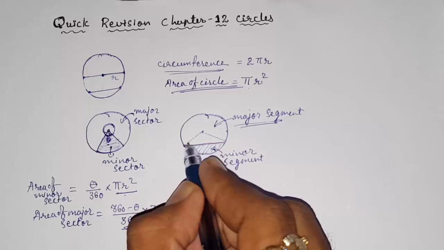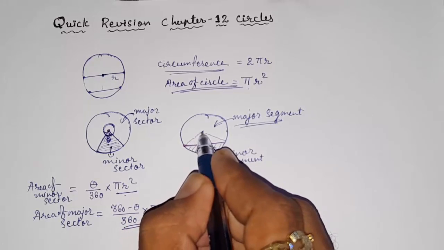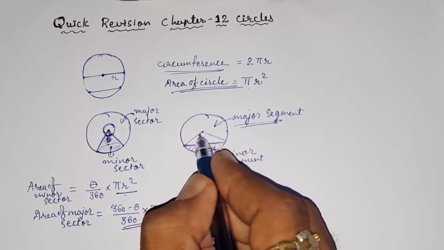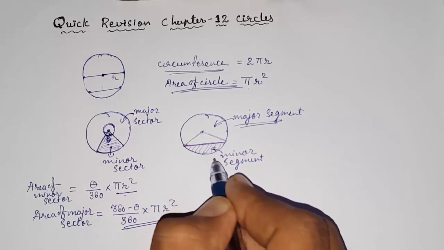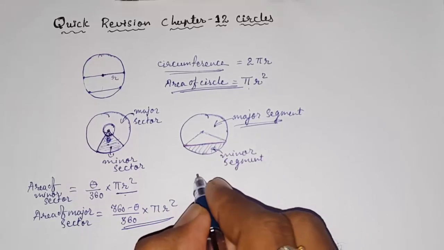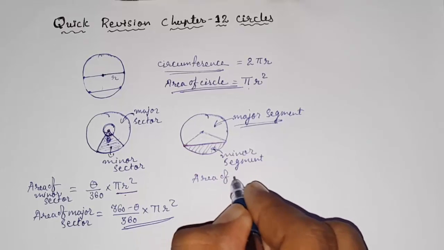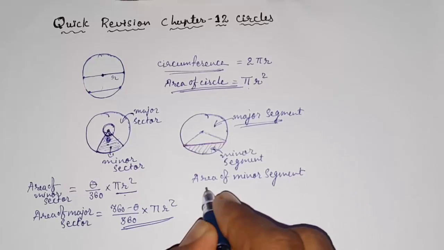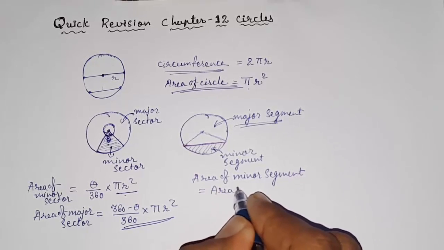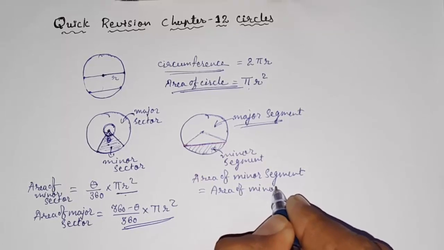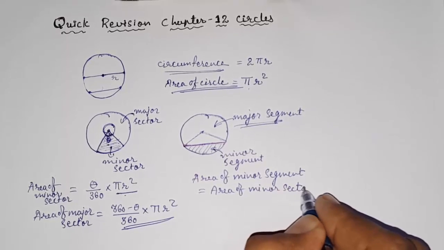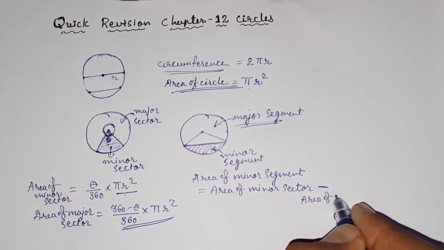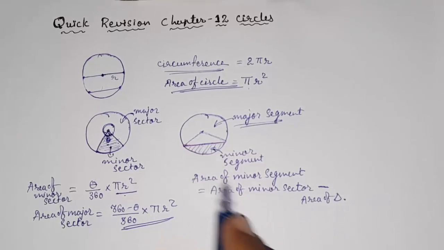First we have to find the area of this whole sector. Then you have to subtract the area of this triangle. If you find the area of the sector minus the area of the triangle, you will get the area of the minor segment. I'm writing here: area of minor segment equals area of minor sector minus area of triangle. So this way you can find it.